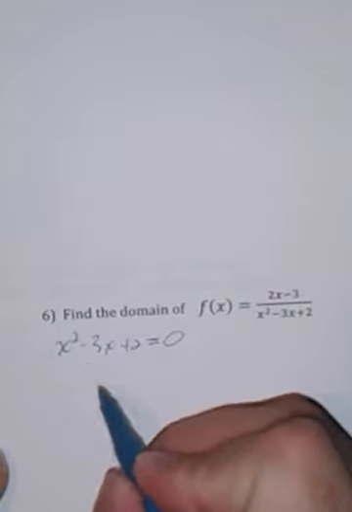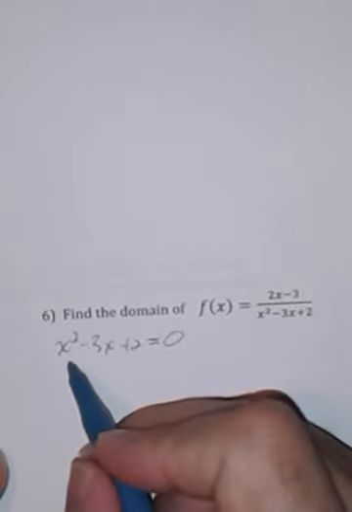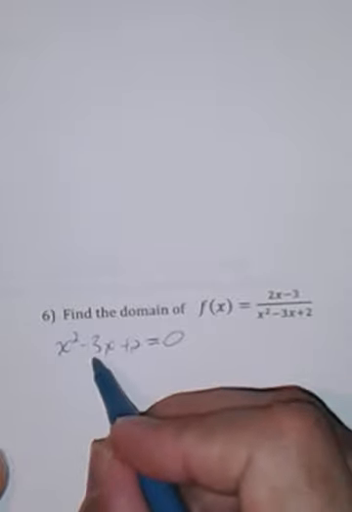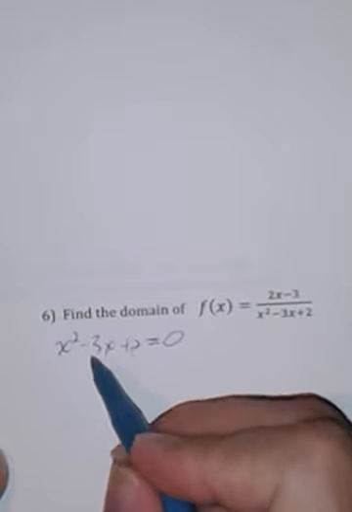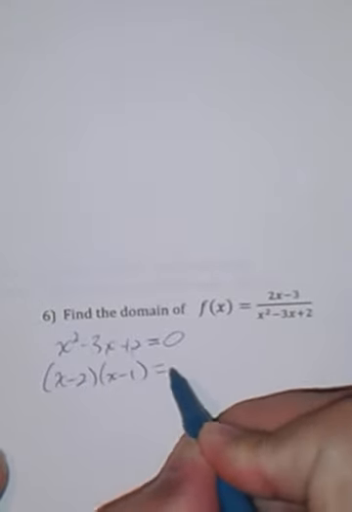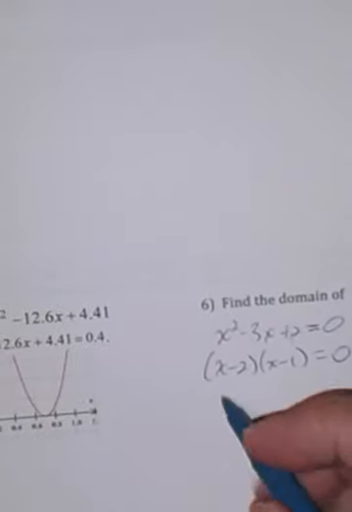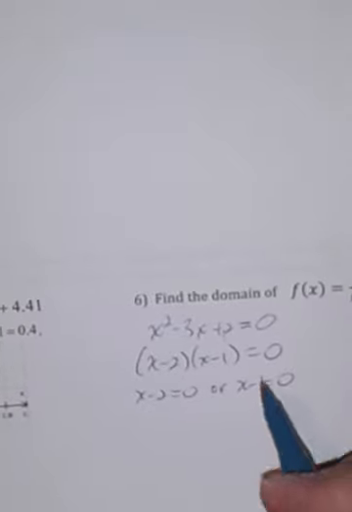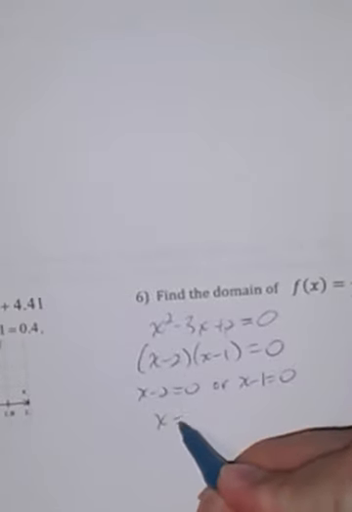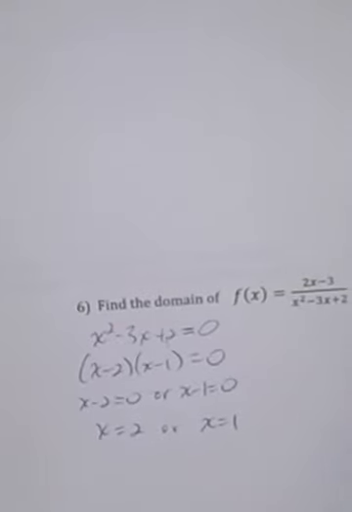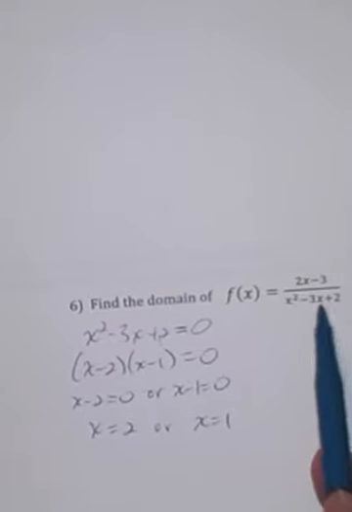All right, so I think we can factor this. The factors of 2 that add up to negative 3 are negative 2 and negative 1, right? Negative 2 times negative 1 will give us 2. Negative 2 plus negative 1 will give us negative 3. So it's x minus 2, x minus 1. Okay, and if we say, well, let me see, what if x minus 2 equals 0, or x minus 1 equals 0? I will add 2 to the first one. That'll make this x equals 2 or x equals 1. Yeah, those will make the denominator equal to 0.